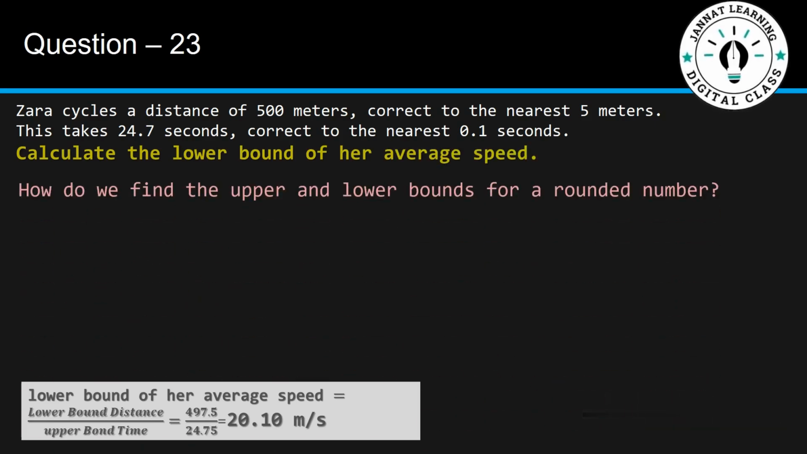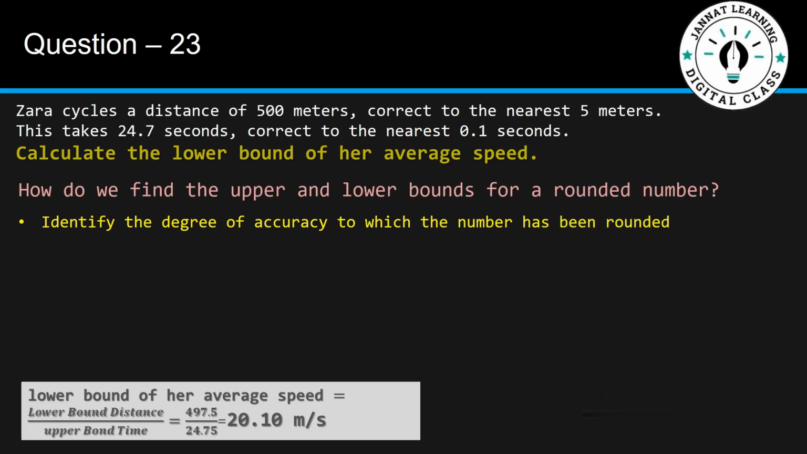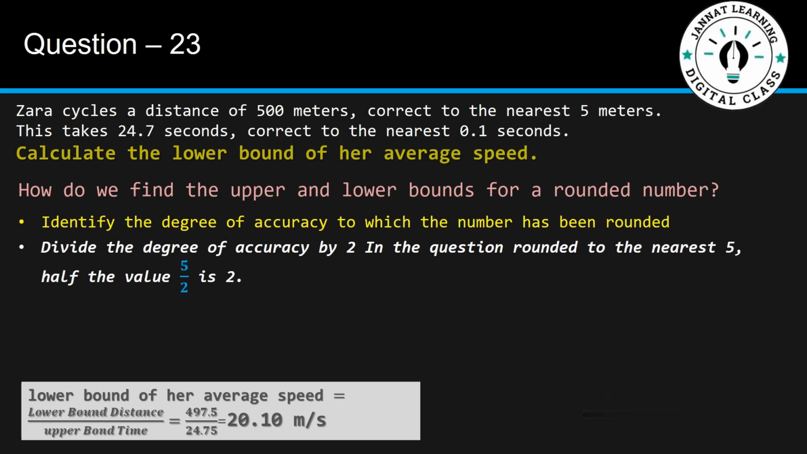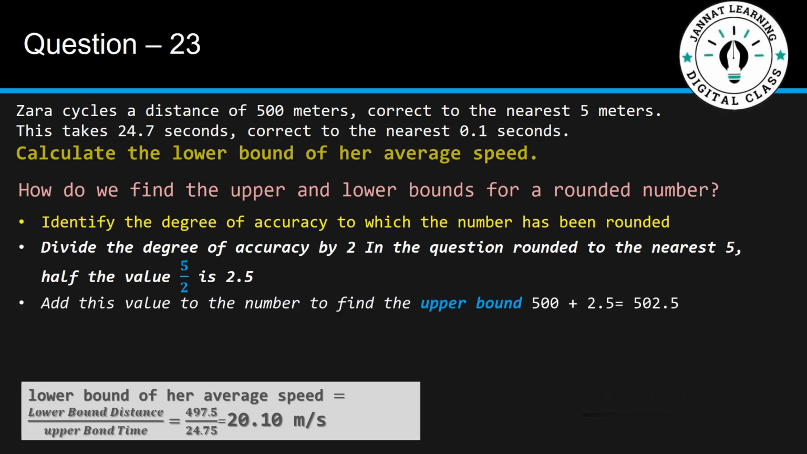How do we find the upper and lower bounds for a rounded number? Identify the degree of accuracy to which the number has been rounded. Divide the degree of accuracy by 2. In the question, rounded to the nearest 5, half the value, 5 divided by 2, is 2.5. Add this value to the number to find the upper bound. 500 plus 2.5 is equal to 502.5.